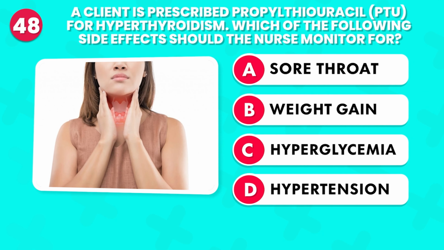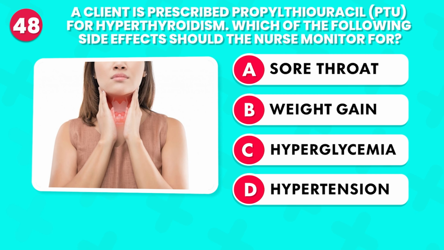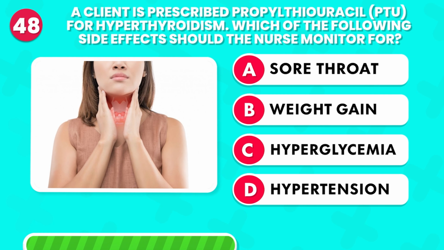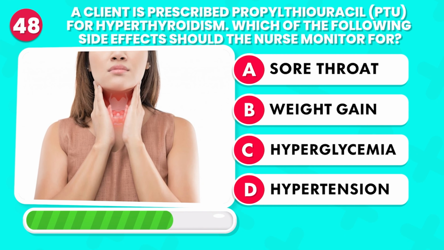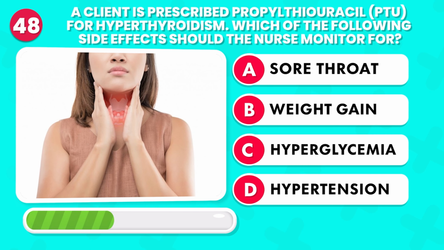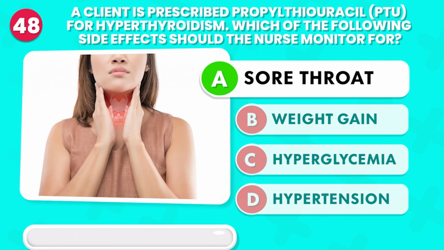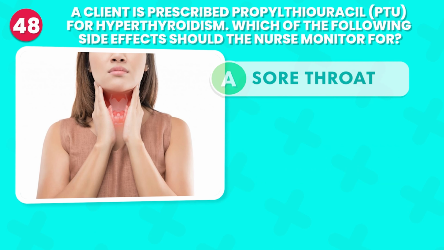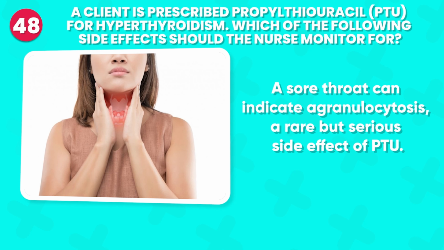A client is prescribed propylthiouracil, PTU, for hyperthyroidism. Which of the following side effects should the nurse monitor for? A. Sore throat, B. Weight gain, C. Hyperglycemia, D. Hypertension. It's A. Sore throat. A sore throat can indicate agranulocytosis, a rare but serious side effect of PTU.